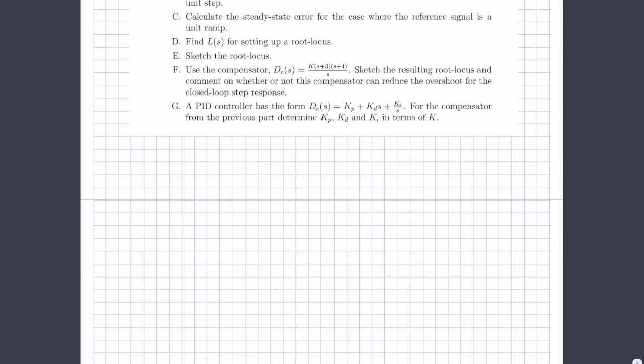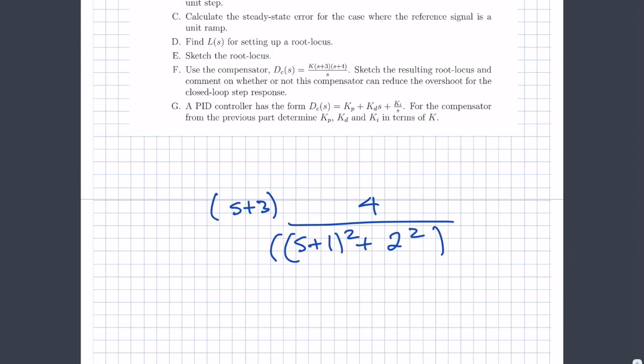So at this point, what we're going to do is take the original L of S, which we know to be 4 over (s plus 1) squared plus 2 squared, and we're going to add a compensator of the form: we have s plus 3, a zero at minus 3, and a zero at 4, and then to get better tracking performance, we're going to put a pole at the origin to make this a type 1 system where it would track a step with 0 error.